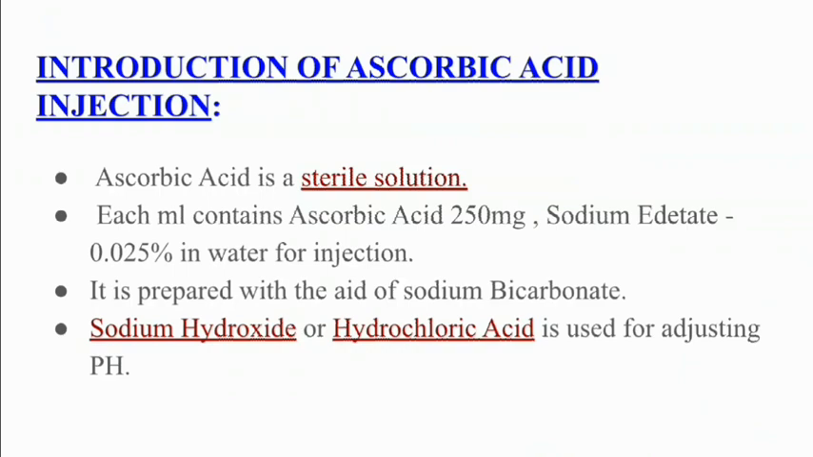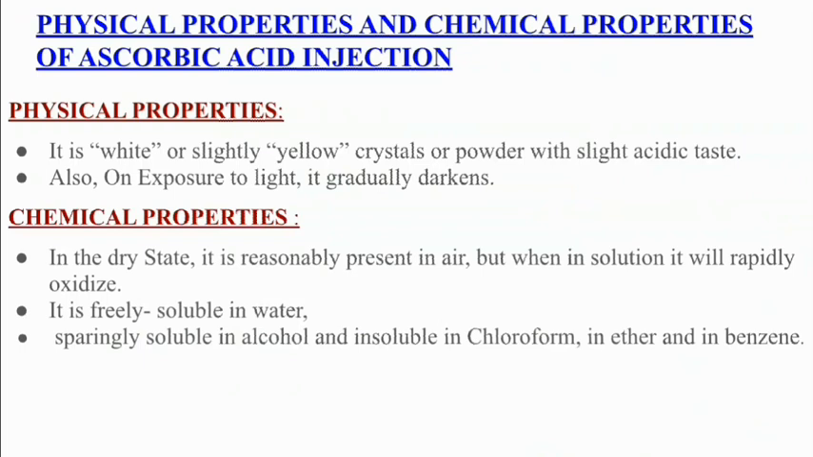Now let us see the introduction of ascorbic acid injection. Ascorbic acid injection is a sterile solution which is particulate free and germ free. Each ml contains 250 mg ascorbic acid with 0.025% disodium edetate in water for injection. It is prepared with the aid of sodium bicarbonate, sodium hydroxide and hydrochloric acid, which are used to adjust the pH.